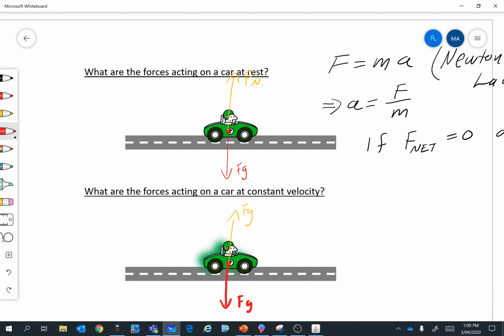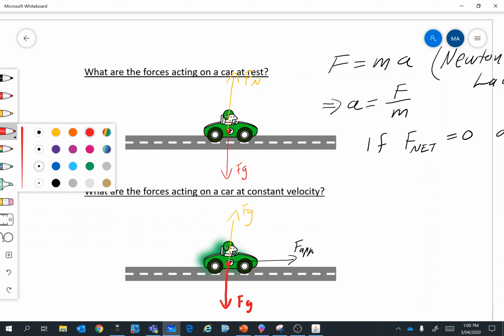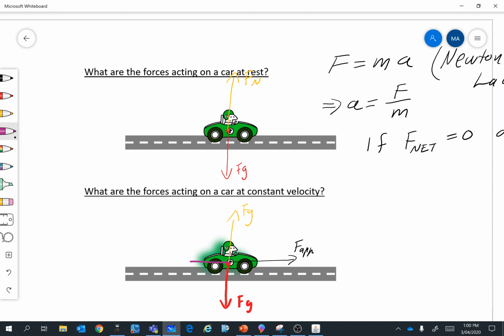Now we also have an applied force of the engine of the car. I'll just call it F applied. We could call it F engine or something like that. Now clearly when this occurs, friction from the road will be acting in the opposite direction. So I'll put the friction in here. Right. Now those are equal and opposite because right now the car has constant velocity. So acceleration equals 0 because F net is equal to 0.